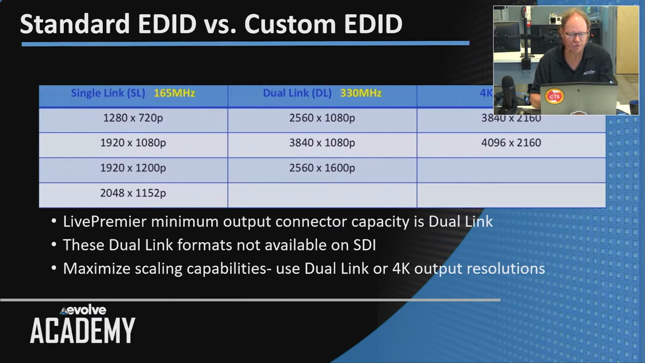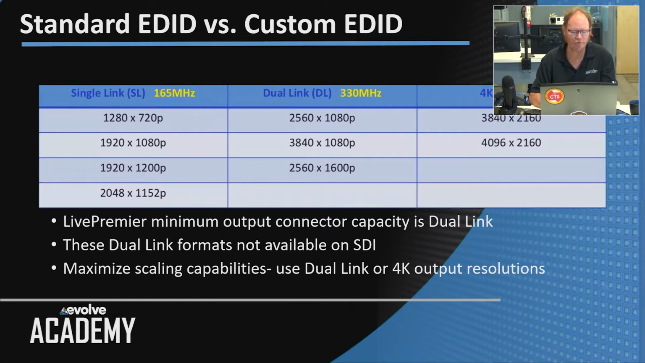Standard EDIDs versus custom EDIDs. So there are single link, which is your 165 megahertz clock rates, dual link, 330 megahertz, and 4K, or what in LivePremier they call capacity 2 standards, and that's a 600 megahertz clock rate. So this is some examples of single link versus dual link versus 4K. LivePremier is 4K first. It does 4K all the time with no problem.